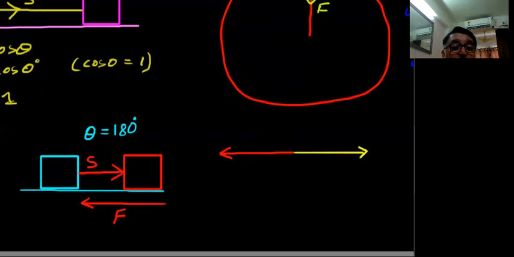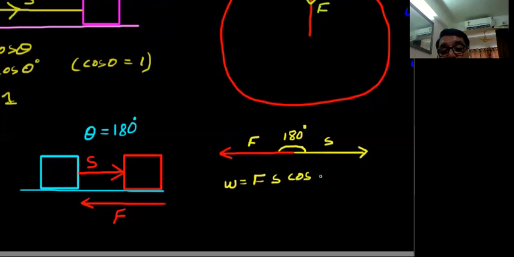Now the angle between the direction of the force and the direction of the displacement is equal to 180 degrees. So let's try to find what the work done is when theta equals 180 degrees. Work equals F into S into cos theta, which is equal to F into S into cos 180 degrees.